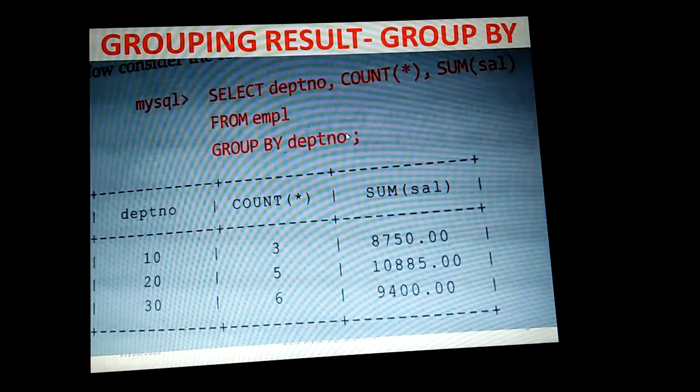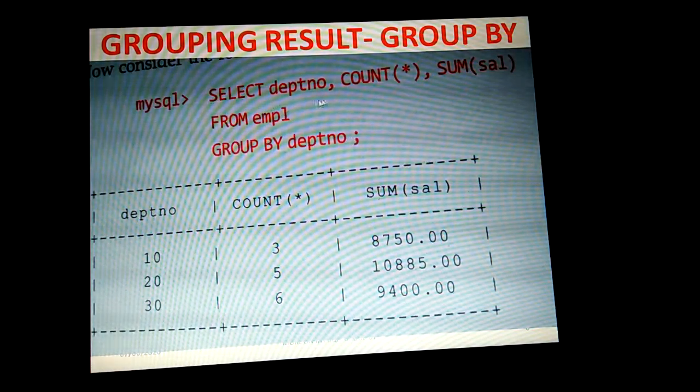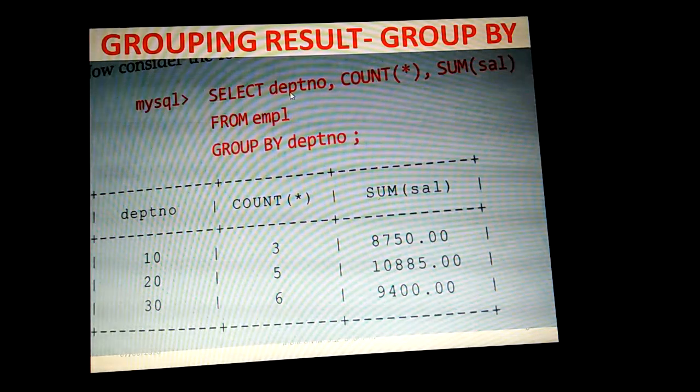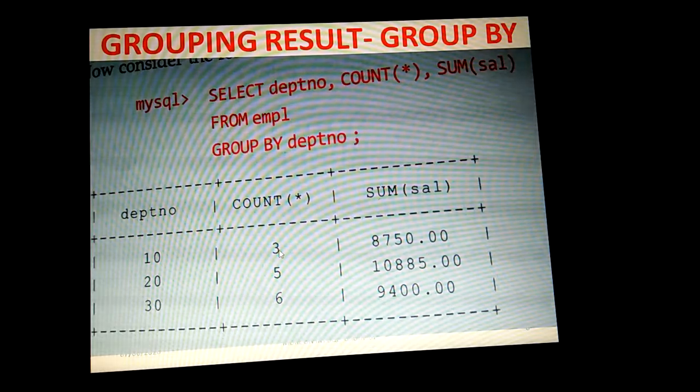See here, in the next example we are going to add an additional aggregate function. We need to select department number and then count, the count of every employee. So under each department, how many employees are there, that count we need to get. And then sum of salary. For example, for department number 10 we have count as 3, that means 3 employees are there. The 3 employees' salaries are going to be added here with the help of the aggregate function sum. So count is one aggregate function and sum is another aggregate function.